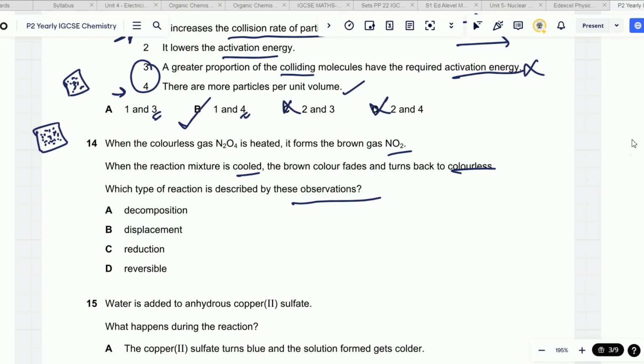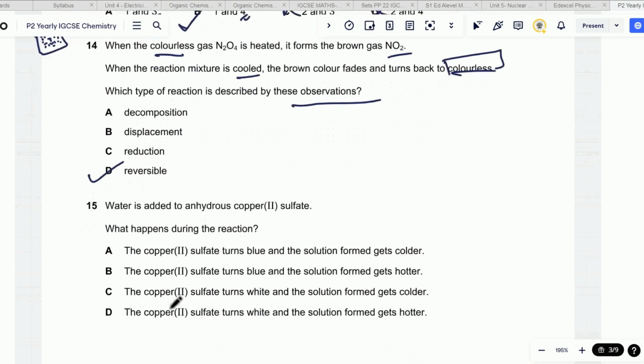How do we solve this question? Very good. As it was colorless before, and after heating it up, when it cooled down, it became colorless again. So therefore, it is what? A reversible reaction. Very good.